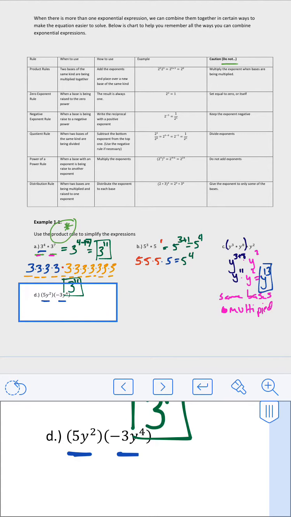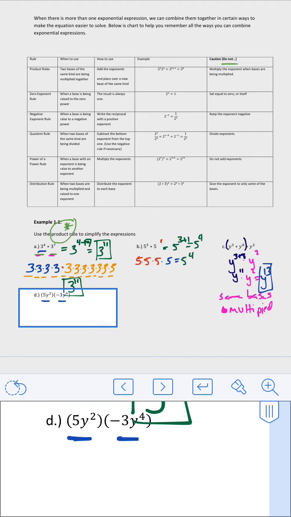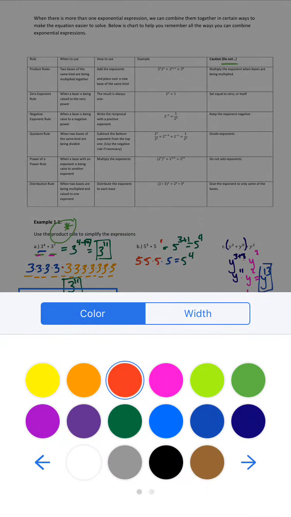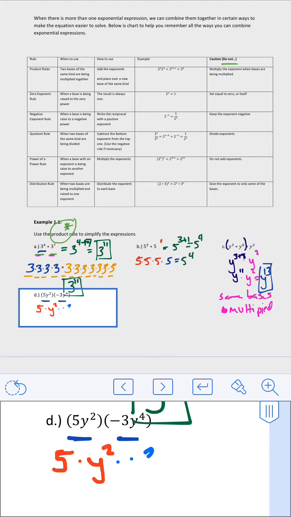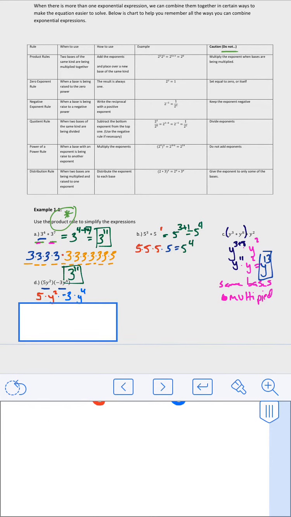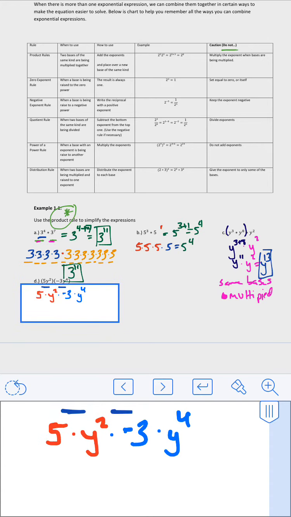So what I'm going to do here is first break this apart to remind myself that when I see something like 5y squared, I have 5 times y squared. And I'm also going to do that with the other one. I have negative 3 times y to the 4th. And then the commutative property says I can switch that any way up because everything is being multiplied. It's not being added and then multiplied. It's not being divided or subtracted. Since it's all multiplication, I can switch that up any way I want.